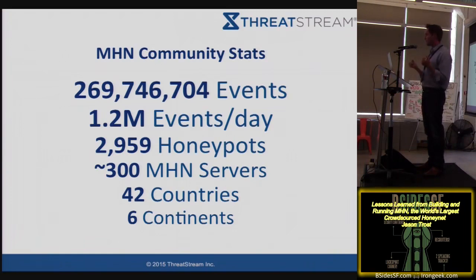And when I say nearly 300, we're not exactly sure of the number. We can see the IP addresses of the MHN servers submitting data back to us, and if you aggregate those by /16, there's 286 of them. If you just take the raw IP count, it's 428. So the number is somewhere in between because of DHCP churn. These servers and honeypots are deployed across 42 countries and 6 continents, which is pretty amazing given the global spread this project has gotten in less than a year's time.